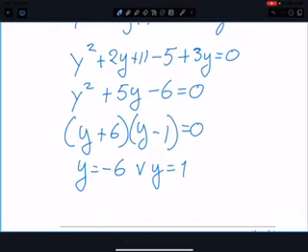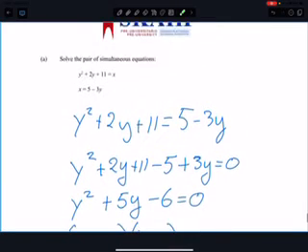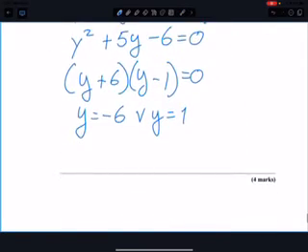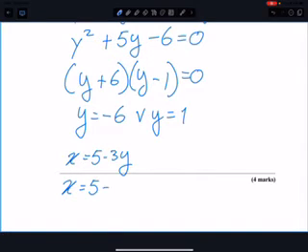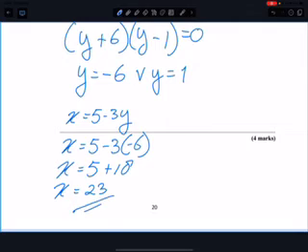Are you done? Of course not. You're still missing x. And how do you find x? Taking this answer or that answer and placing it in the easiest one I can find, that one: 5 minus 3y. So I place my y in there. X equals 5 minus 3 multiplied by minus 6. So x equals 5 plus 18. X equals 23. That's one answer.